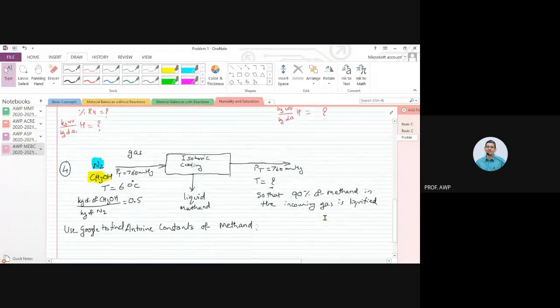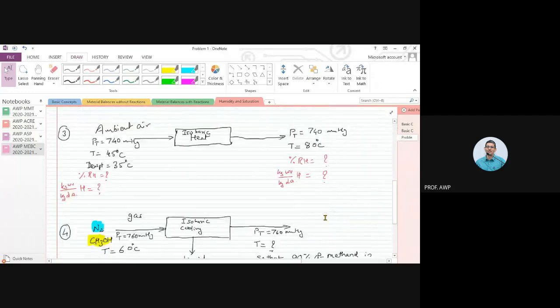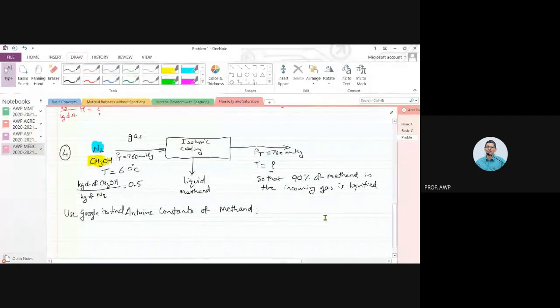All right, so you have to do this second problem, third problem, and fourth problem. So that's your homework. We will stop here for the day.